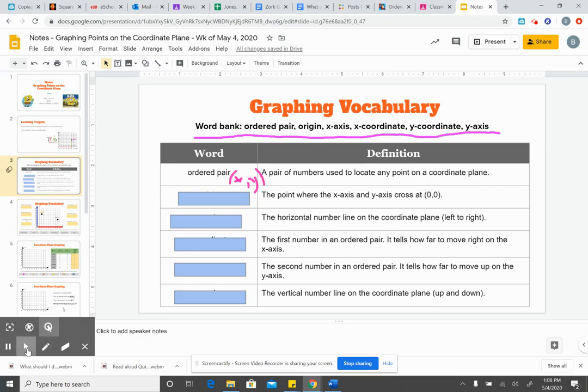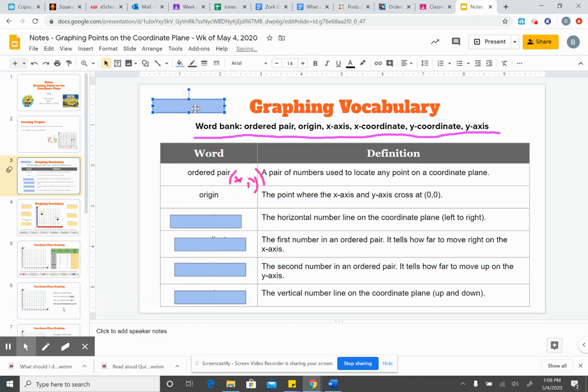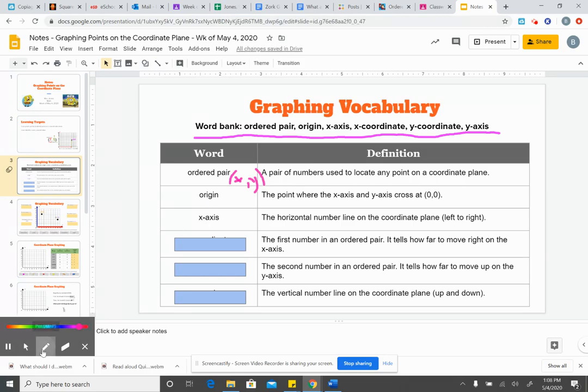Okay, so now the next word, the point where the x-axis and the y-axis cross at 0, 0. Well, the place of 0, 0 is called the origin. Okay, the origin, right in the center. Now, the horizontal number line on the coordinate plane going left to right is called the x-axis. Okay, x-axis goes left to right, like this.